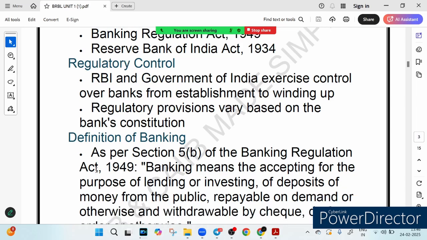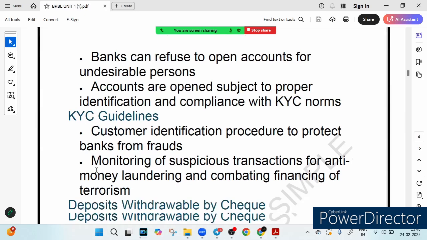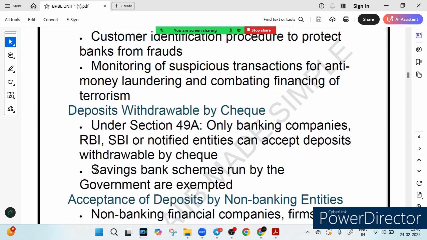So the question is who controls. I think there is a repeated part. Let me move forward. Yes. So let's talk about deposits withdrawable by check. Key functions we have covered.